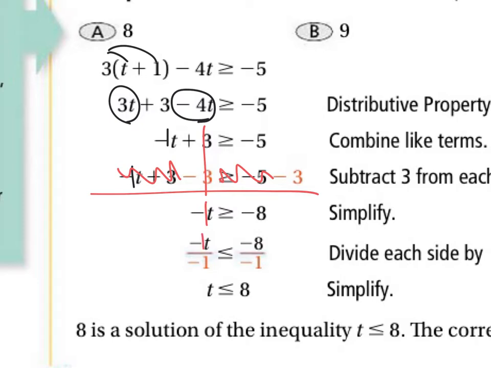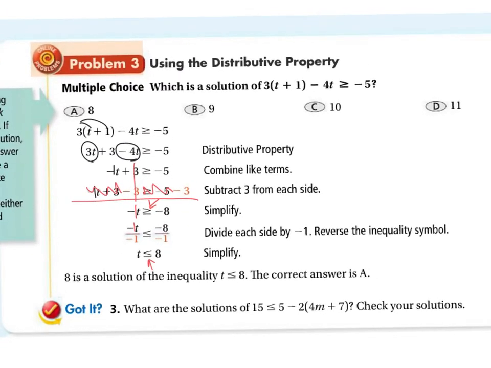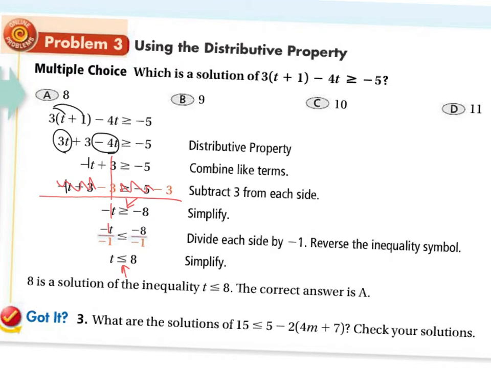And then divide by negative 1. Divided by a negative, notice the inequality was greater than or equal to, and it changed to less than or equal to when they divided by a negative. So t is less than or equal to 8. And then what we can do is look at the answer choices and see if there's anything that's 8 or lower, and that would be choice A, which is exactly 8. So A would be the answer to that problem.